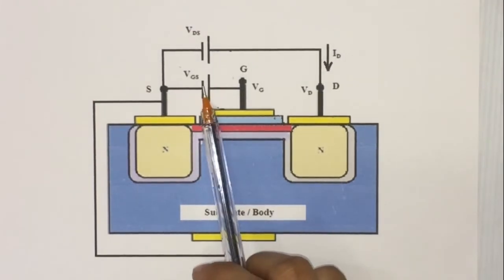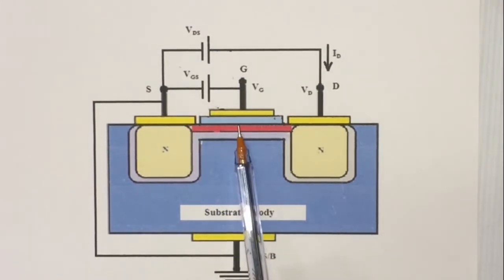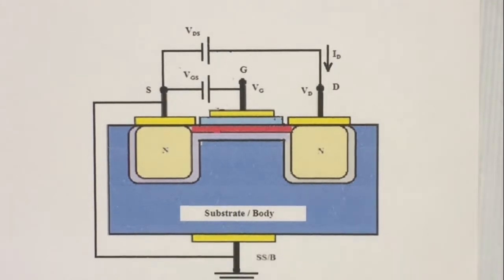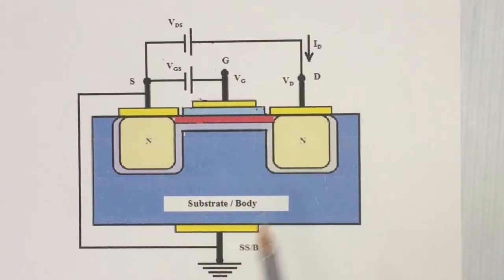When VGS is greater than a particular voltage, the channel width is sufficient to allow a significant flow of current ID. This particular voltage is called the threshold voltage, denoted by VT. It is an important parameter in a MOSFET. The voltage that results in a significant amount of current flowing from source to drain is known as the threshold voltage.